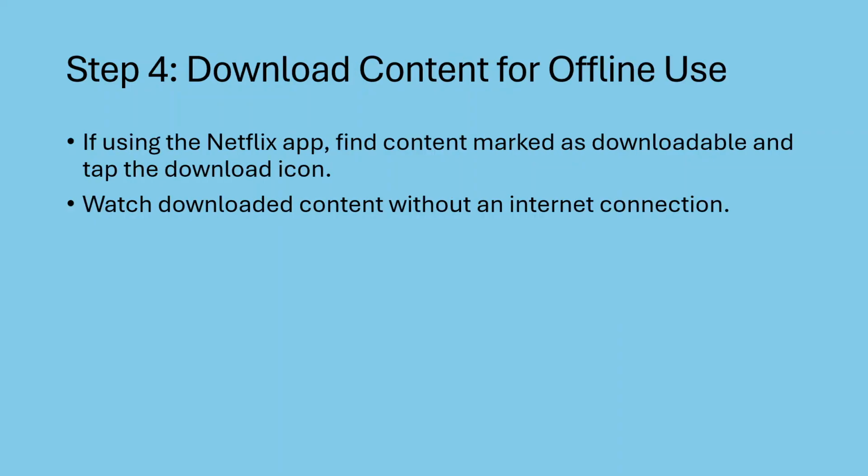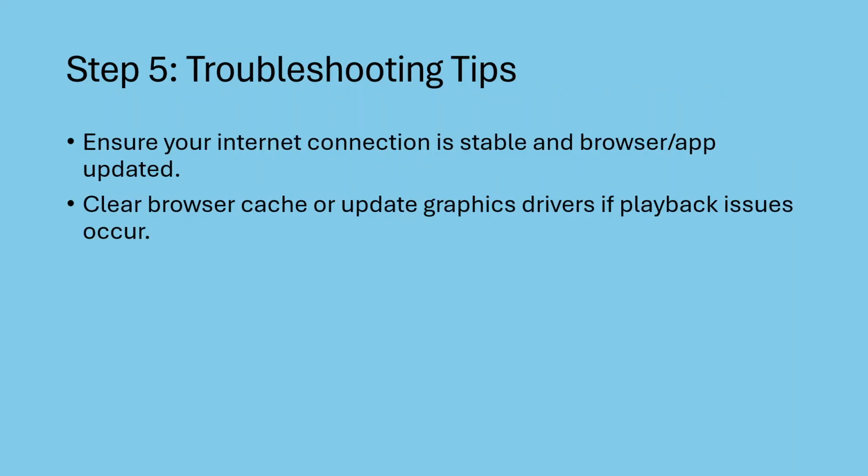Step 4. Download content for offline use. If you're using the Netflix app, you can find content marked as downloadable and then you can tap the download icon. Then you can watch downloaded content without an internet connection, so you can watch them anywhere offline. This is very nice. Now some troubleshooting tips for you.